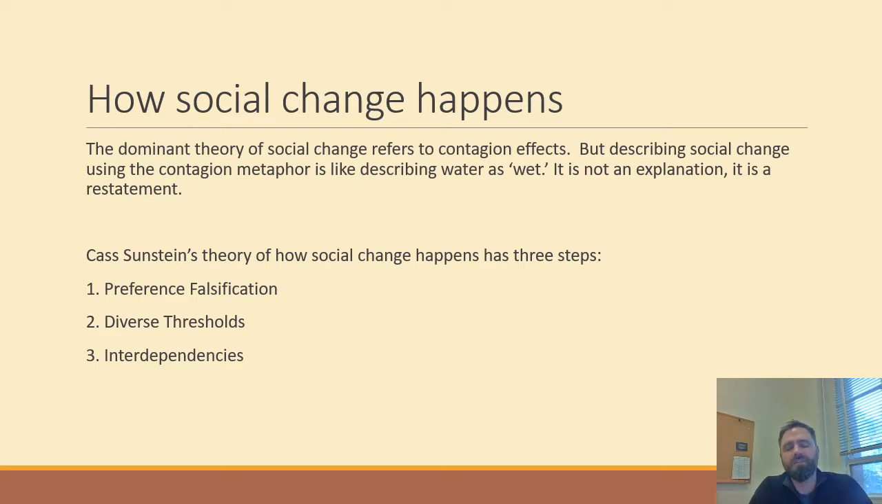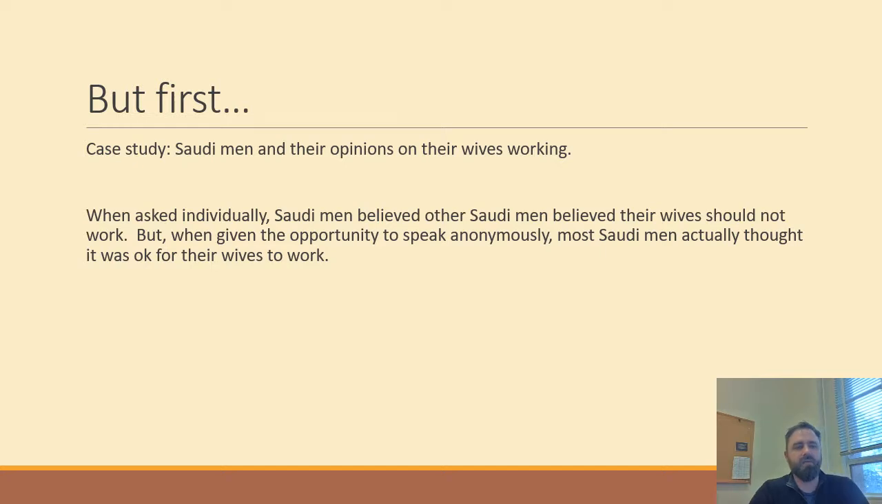I think one of the more interesting recent theories about social change comes from Cass Sunstein. He's a professor at Harvard. He has a really interesting idea about how social change happens, and it comes in 3 steps. The first is preference falsification, the second is diverse thresholds, and the third is interdependencies. But before we get into that, I wanted to talk about the case study that really influenced Cass Sunstein and his thinking on how this happens.